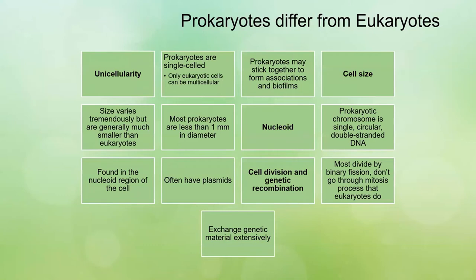So prokaryotes differ from eukaryotes in that they are unicellular. Prokaryotes are single-celled. Only eukaryotic cells can be multicellular. Prokaryotes may stick together to form associations and biofilms, but they are still single-celled organisms. They're just colonies.